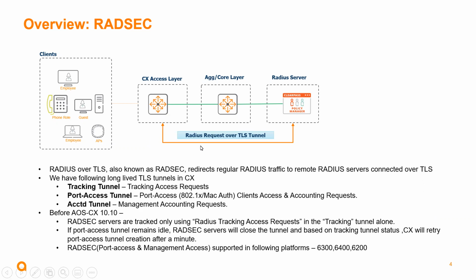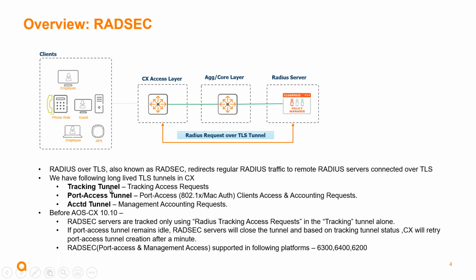So in our RADSEC, we have the following long-lived TLS tunnels. Why do we call them long-lived TLS tunnels? These tunnels will reside in the switches until there is an event like unconfiguring the RADIUS server, rebooting the switch, a daemon restart, or the tunnel getting terminated by the other end, the RADSEC servers. Until then, these tunnels will reside in our switches. Hence, they are called long-lived tunnels.